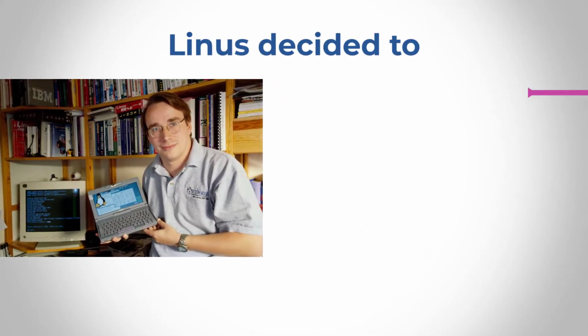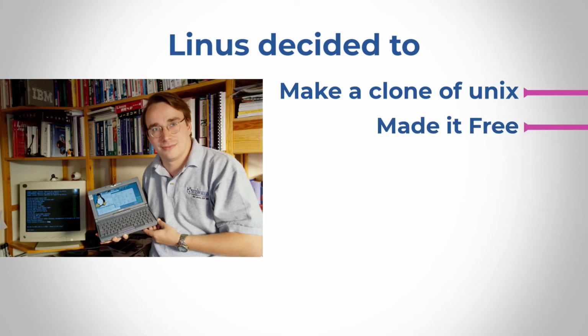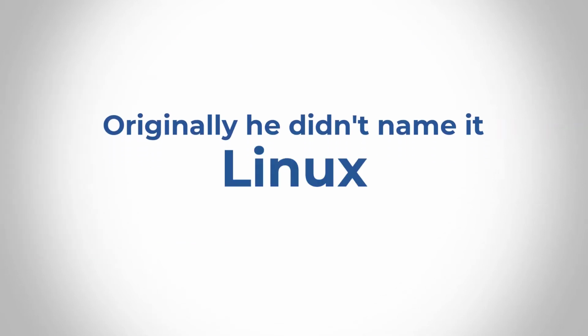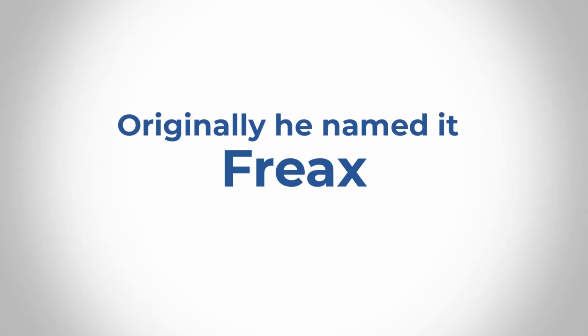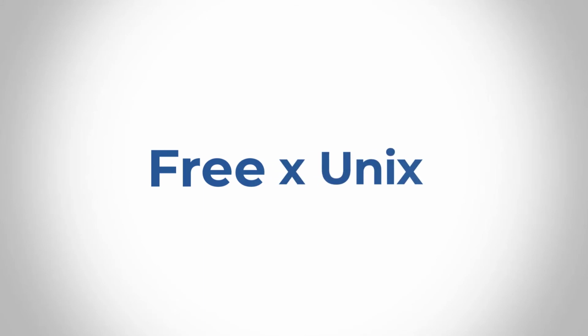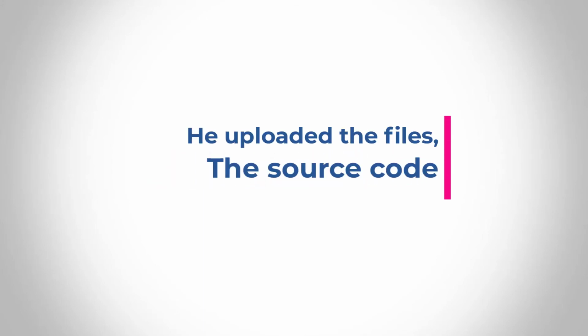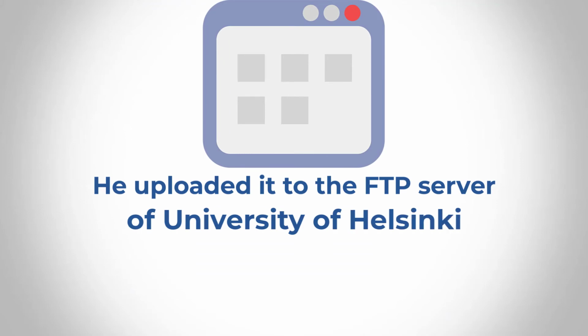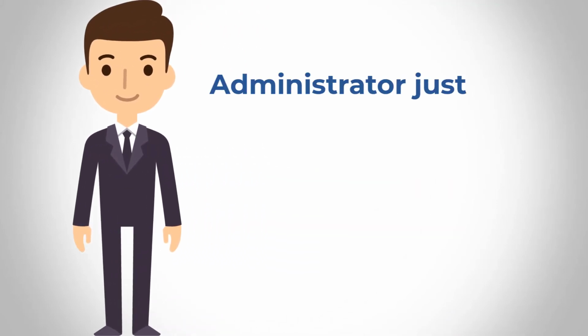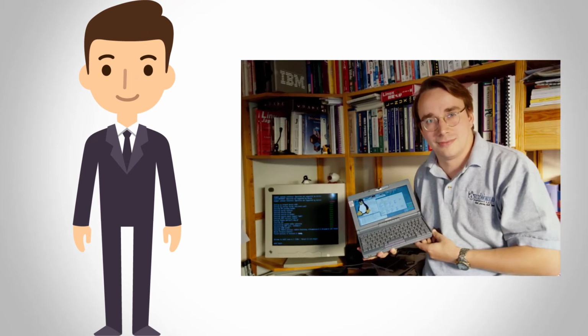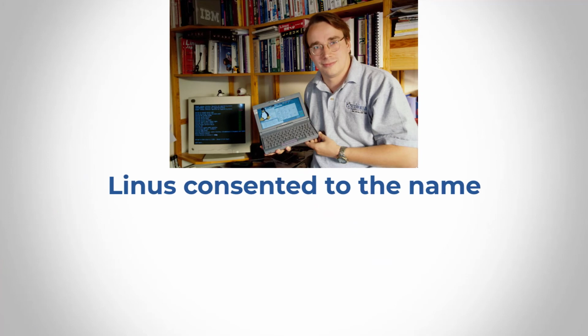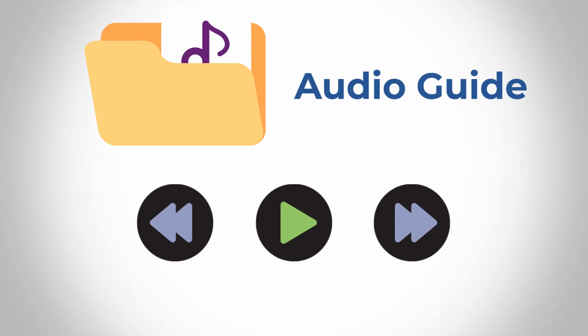So Linus decided to make a clone of the UNIX operating system, and he made it free. Originally, he didn't even name it Linux. He originally named it Freex, which was a way to combine both free and also an allusion to UNIX. So he uploaded the files, the source code for the operating system that he had developed, the kernel, to the FTP server of the university where he was studying, and the administrator of the server just named the folder that he put it in Linux without consulting Linus himself. But later on, Linus consented to the name and said, okay, fine, we won't go with Freex anymore, we'll just call it Linux. And he later uploaded an audio guide that demonstrated how the name should be pronounced.